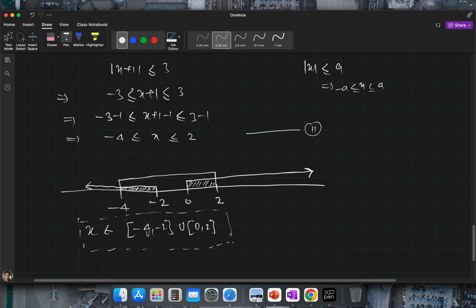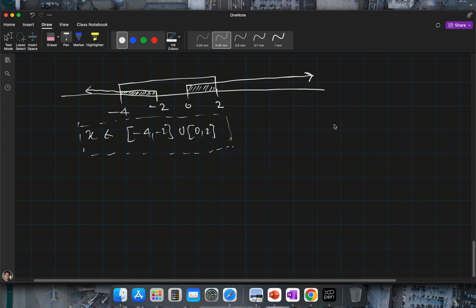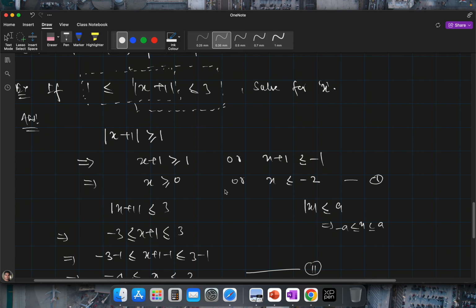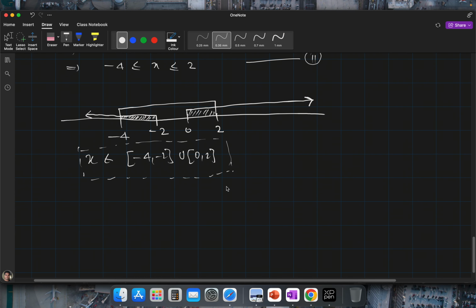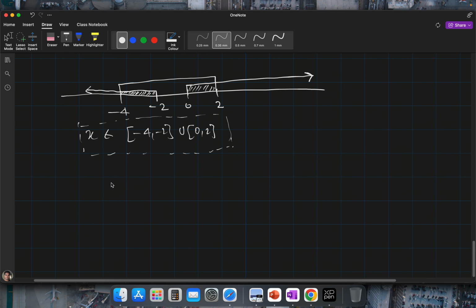Okay, sir. Is there any doubt here? You can also get this solution graphically. First I will talk about the graphical transformation, then I will talk about all these things. Okay, so let's move to the graphical transformation. You can use this utility.